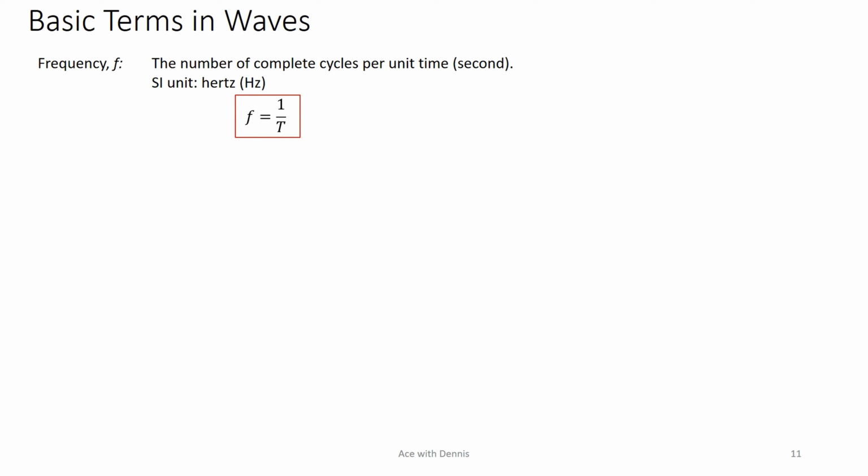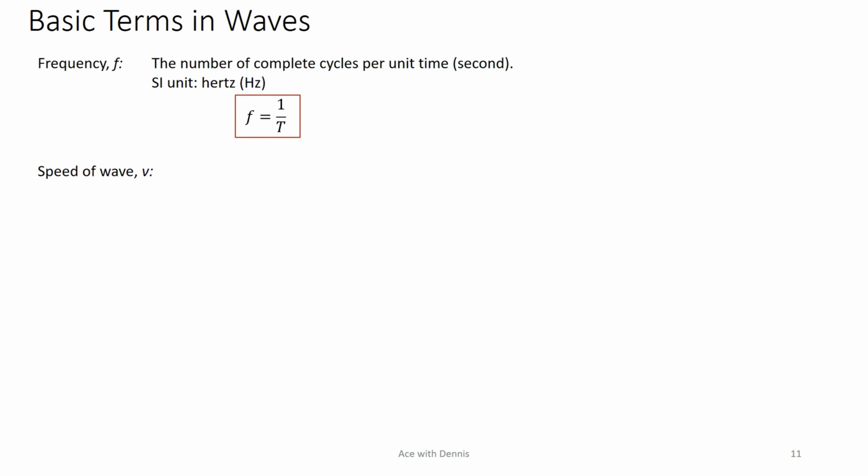The next term that we need to understand is frequency f. Frequency f is the number of complete cycles per unit time, which is in second. The SI unit for frequency is hertz. f equals 1 over T. So this is the formula for frequency.